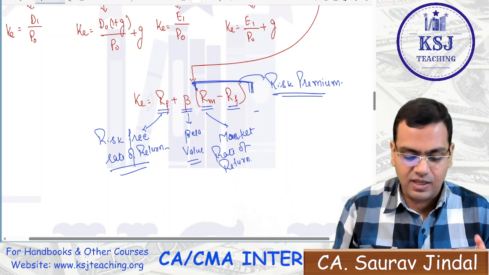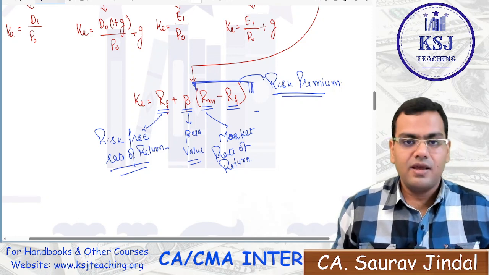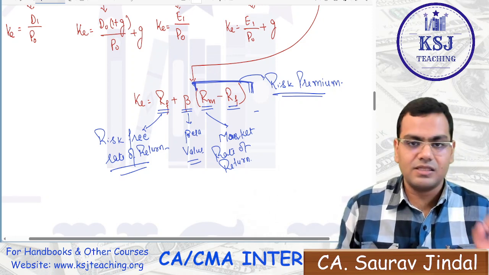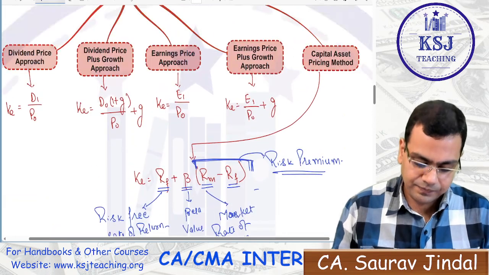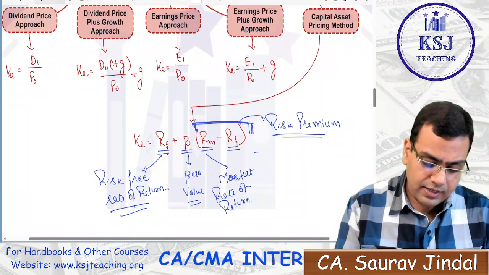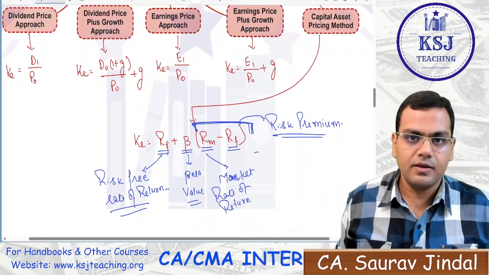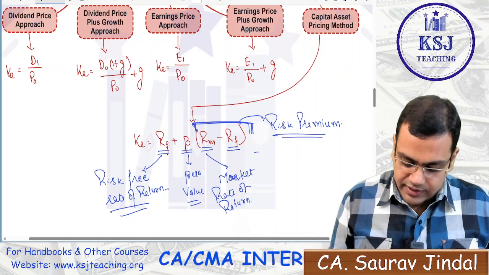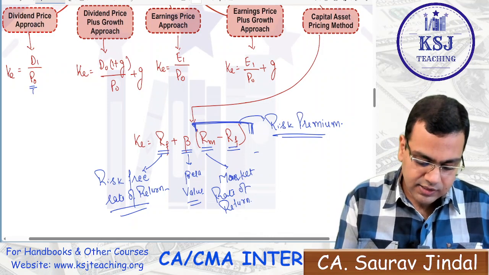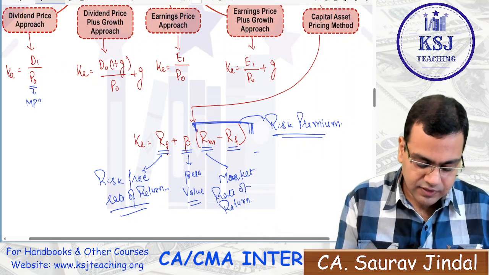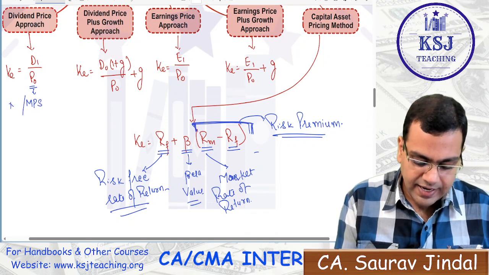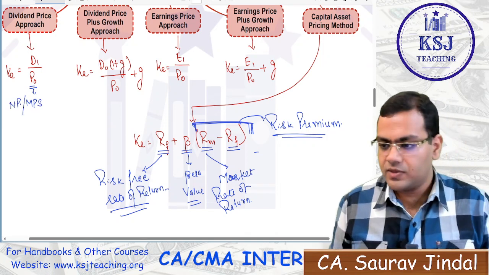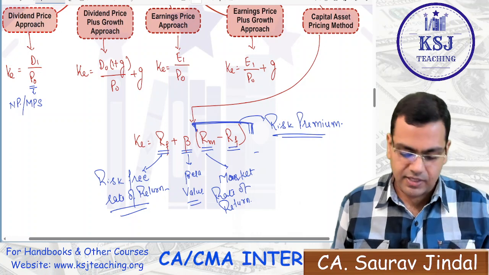What is given in the question, that is why I always say reading the question carefully is the most important thing. Now, another important thing related to this is your market price of the share. Or here the net proceeds might also be given, right? You have to give importance to the market price of the share.